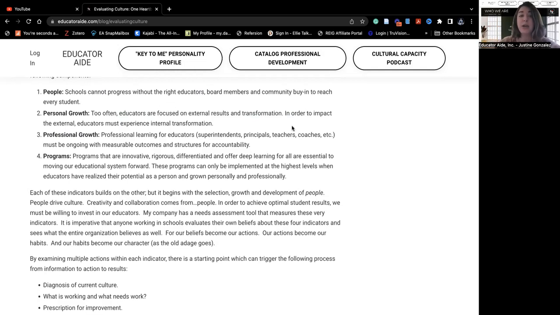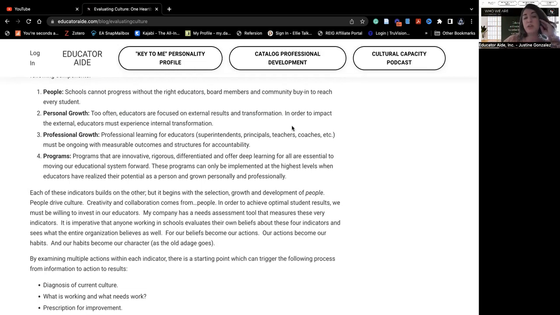Finally, programs, right? They can be innovative, rigorous, differentiated, all those things that offer advancement for an organization, but they can only be implemented at those highest levels when people start to actualize and realize, I'm invested and I'm here to grow both personally and professionally. My organization also values that growth in me and they give me opportunities for it. There's a lot. So you see how it all starts to kind of blend together.